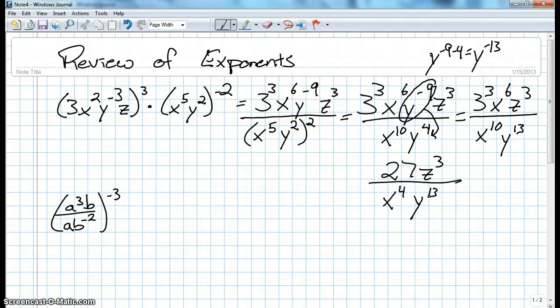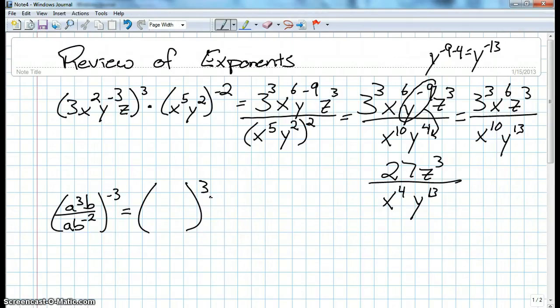All right, let's just do one more example. Last example with our helpers today. We've got the quantity of a to the third b all over ab to the negative 2nd, all raised to the negative 3rd. Any ideas on how to start this one? You make the negative 3rd positive? How? You're right, that's not a bad idea, but how do we change this negative 3 to a positive 3?